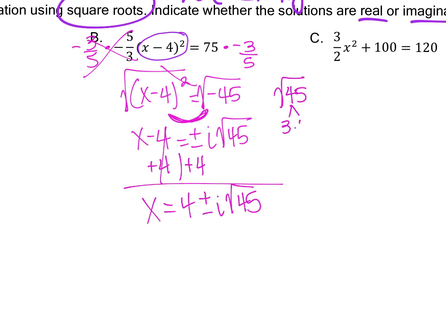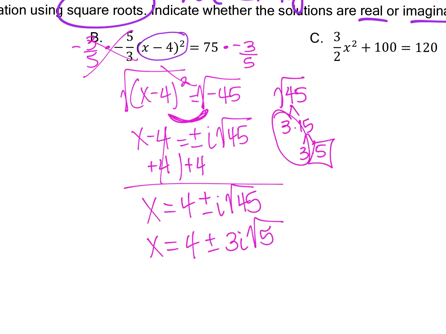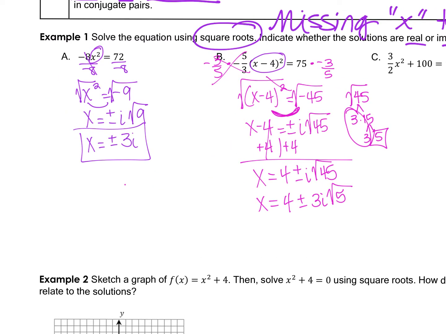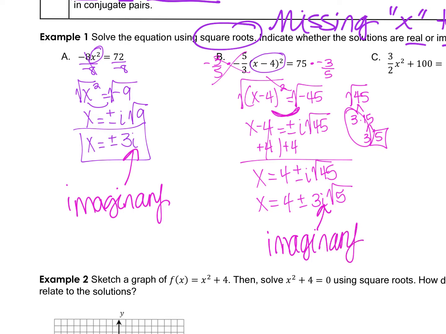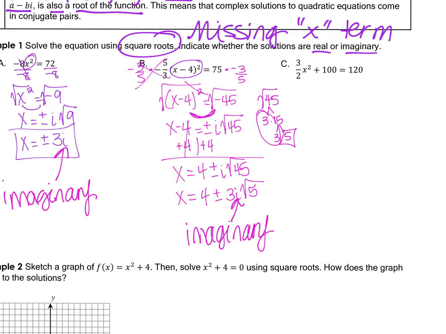I know 45 is not a perfect square, but I can use a factor tree. So 3 times 15, 3 times 5. So it's a square root. I'm going to take a 3 out and leave the 5 underneath. So the 3 goes in front of the i, and then the 5 stays under because we didn't have a pair. Oh, and I forgot on the front, the first one, I needed to write this is an imaginary solution. This one is also imaginary because it has an i in its answer, which means there was a negative under the square root.